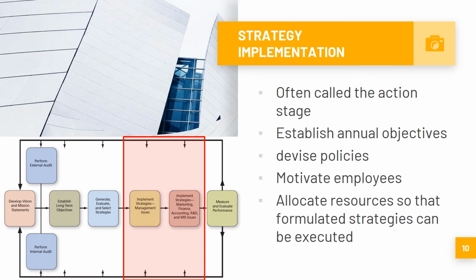The next stage in strategic management model is strategy implementation stage. This stage is also often called the action stage. Why? Because this is where the organization start establishing its annual objectives, devising policies, motivating employees, and finally allocating resources so that all the strategies which are selected can be executed.